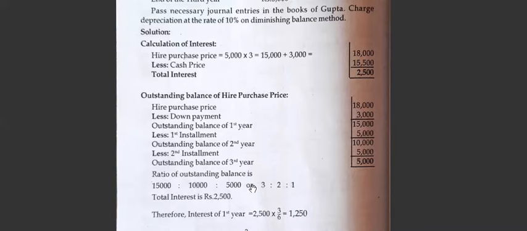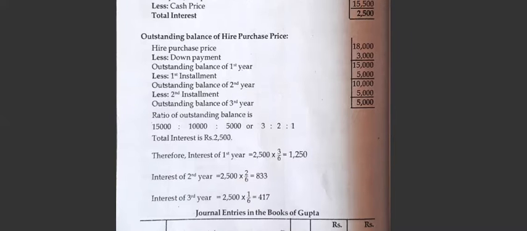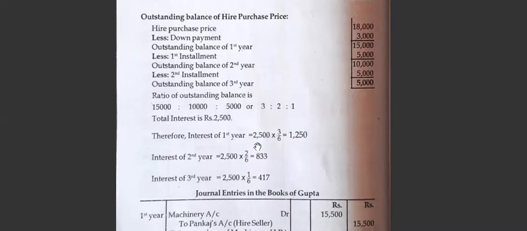Divide it in the ratio of 3:2:1. So it will be 2,500 into 3 by 6, that is 3 plus 2 is 5, 5 plus 1 is 6. So 3 by 6 gives 1,250. Interest for the second year, 2,500 into 2 by 6, it is 833. 2,500 into 1 by 6, that is 417.